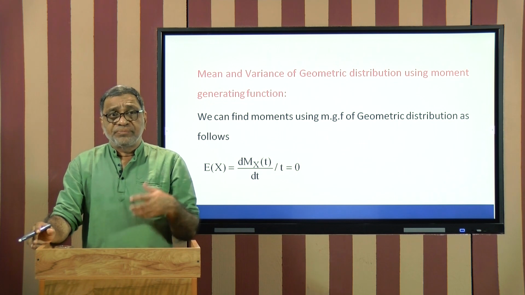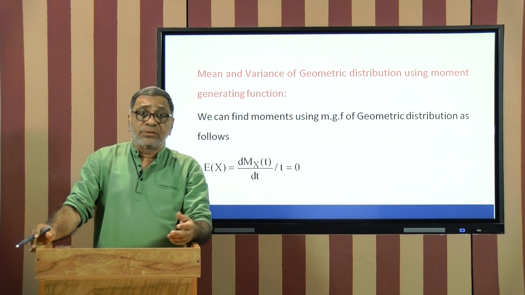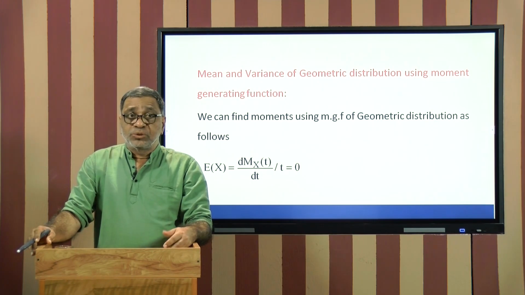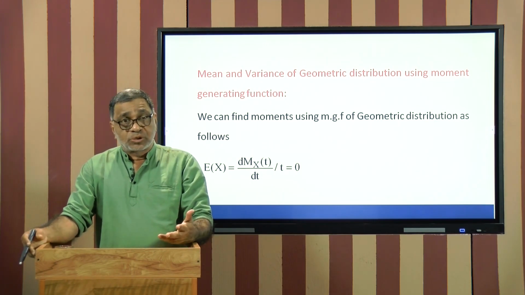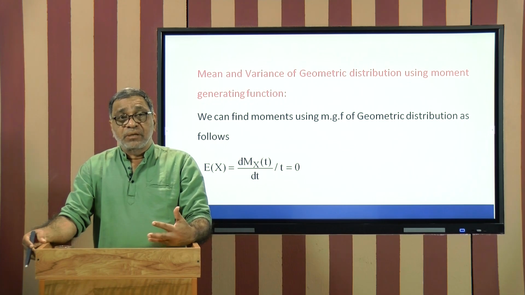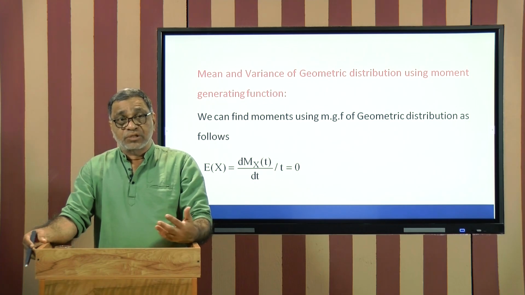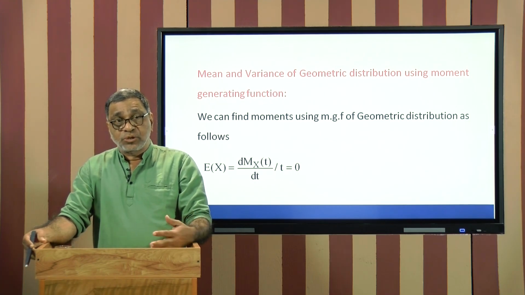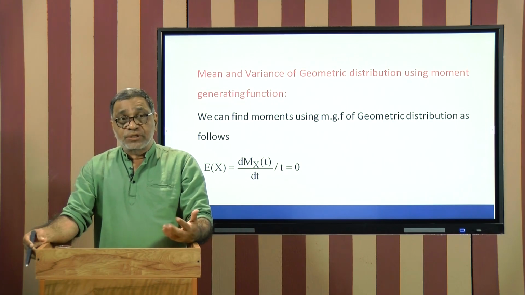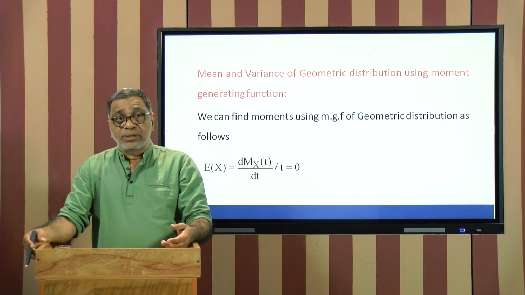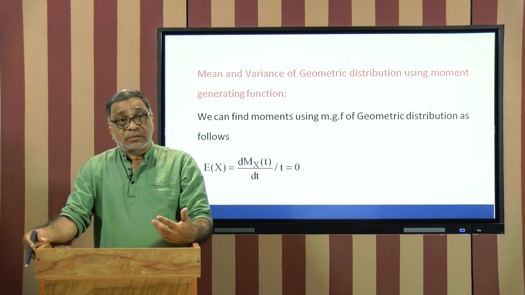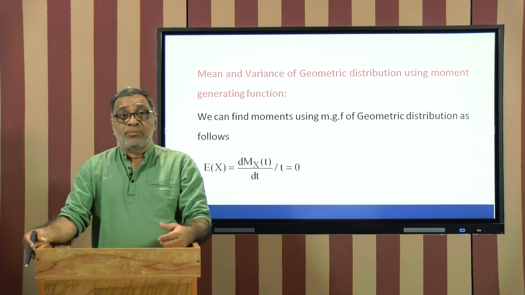And suppose our aim is to find the mean and variance of the geometric distribution using the moment generating function, that is also possible. Instead of finding the mean and variance using the usual technique of finding the expectation of x and the expectation of x square using the formula with the f of x value, suppose we use the moment generating function, and we can find the mean and other moments by differentiating the moment generating function.